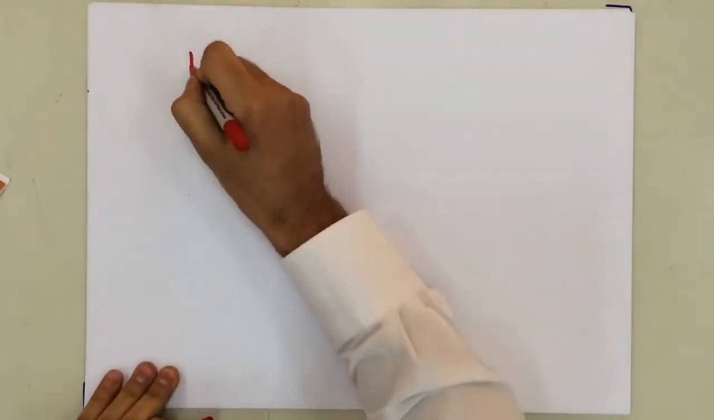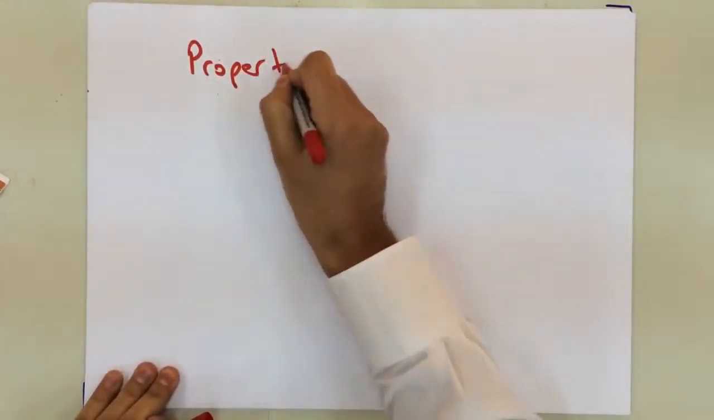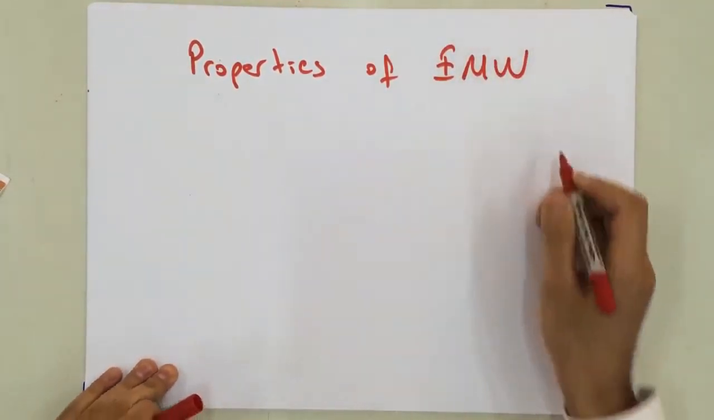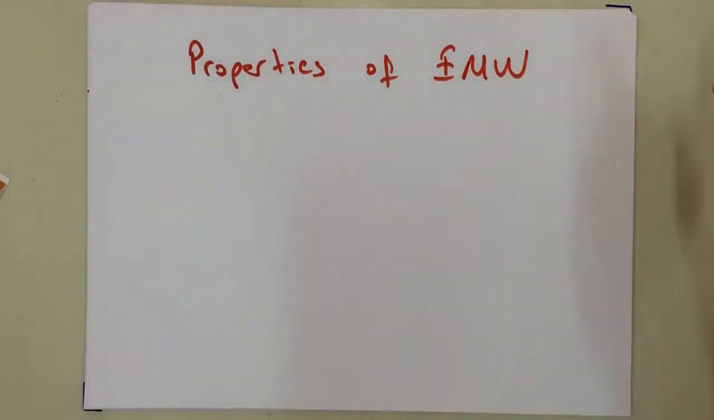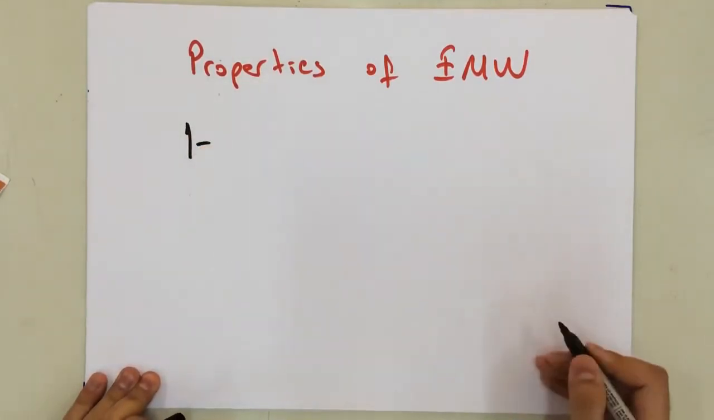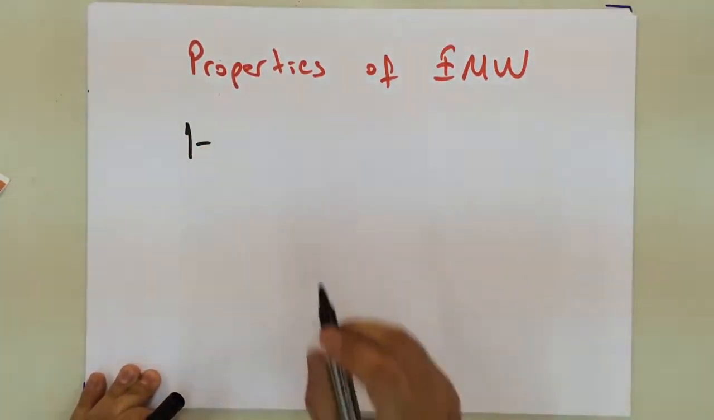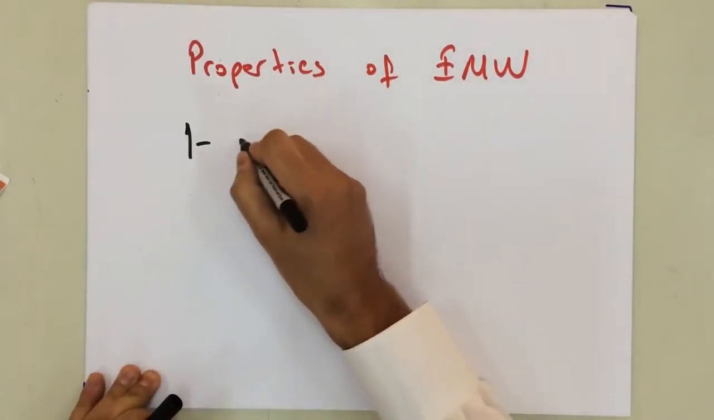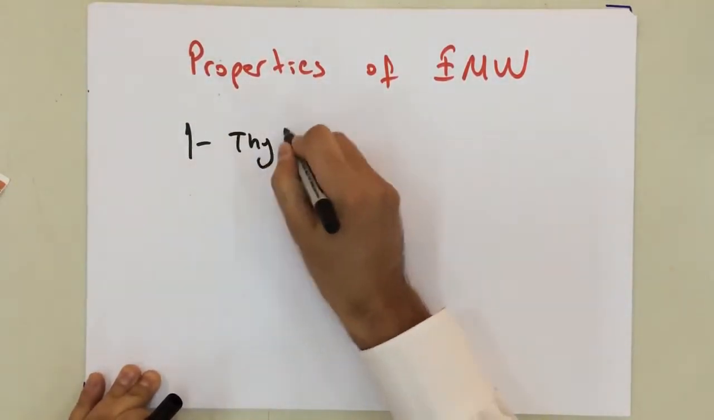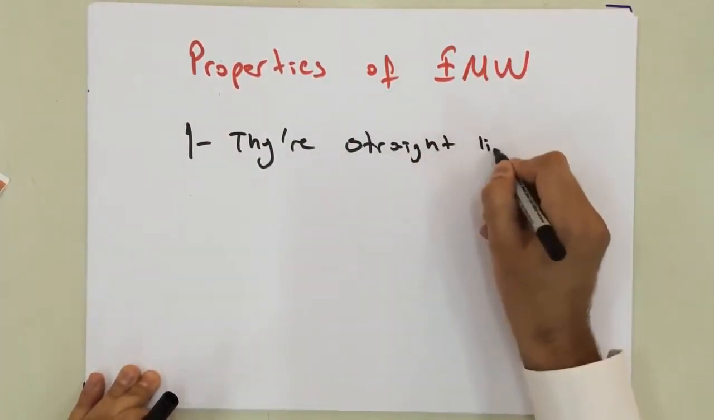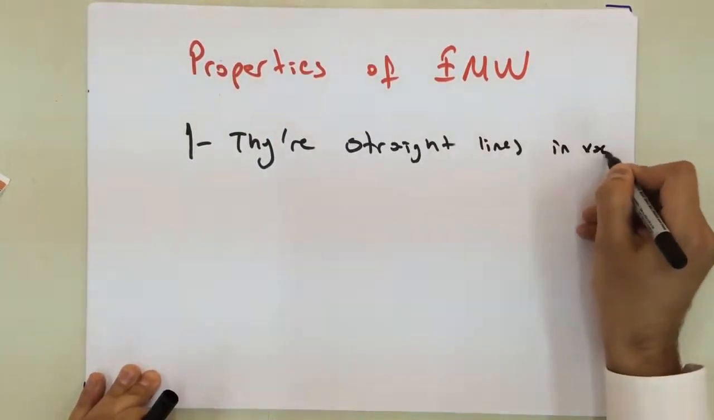Properties of electromagnetic waves. There are 5 main properties. What are they? The first one is electromagnetic waves travel in vacuum as straight lines. They are straight lines. Where? In vacuum.